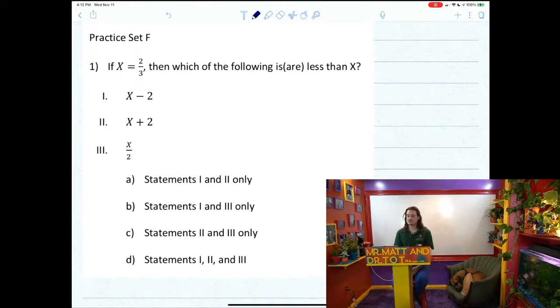So number 1 says, if x is equal to 2/3, then which of the following is or are less than x? Statement 1 says x minus 2. Statement 2 says x plus 2. Statement 3 says x divided by 2. Answer selection A is statements 1 and 2 only. B is statements 1 and 3 only. C is statements 2 and 3 only. And D is statements 1, 2, and 3. I'll give you 3 minutes and then we'll go through the solution.